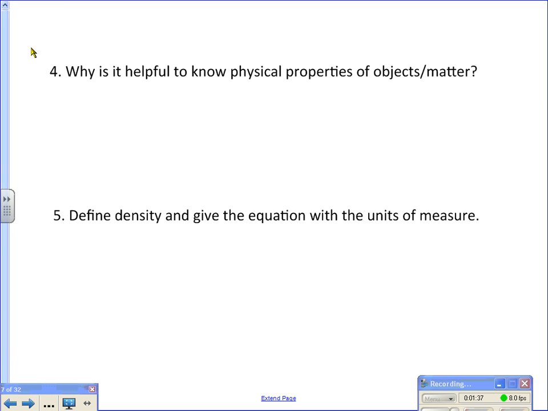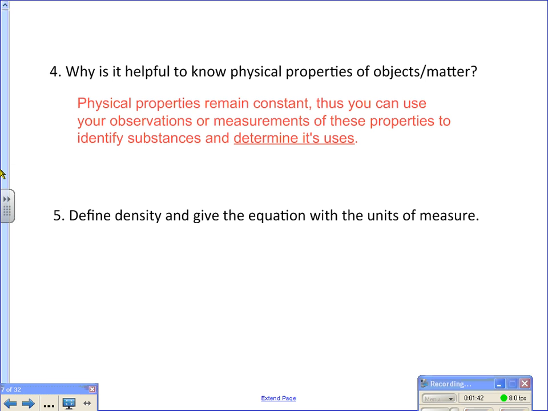So why is it helpful to know physical properties of objects, aka matter? Physical properties remain constant. Thus, you can use your observations or measurements of these properties to identify substances and then determine its uses.